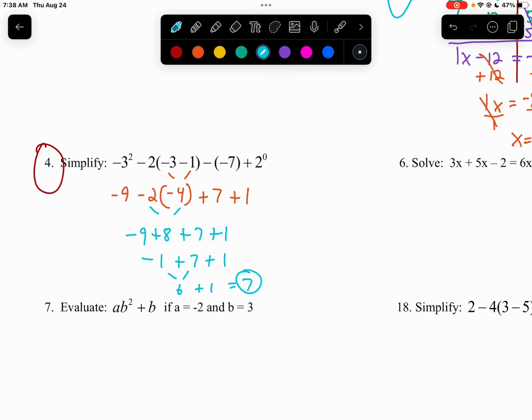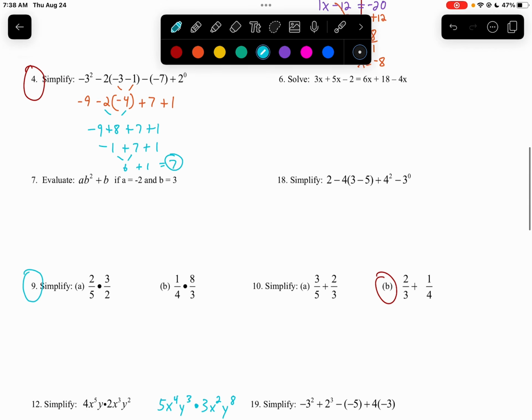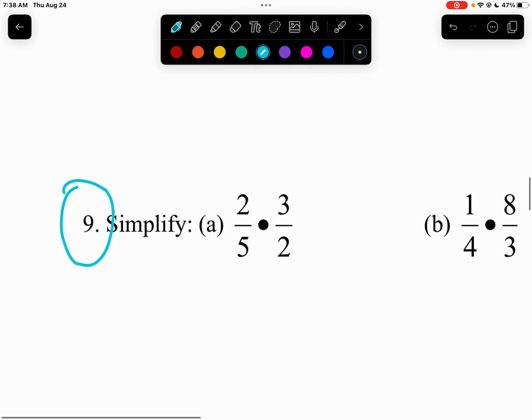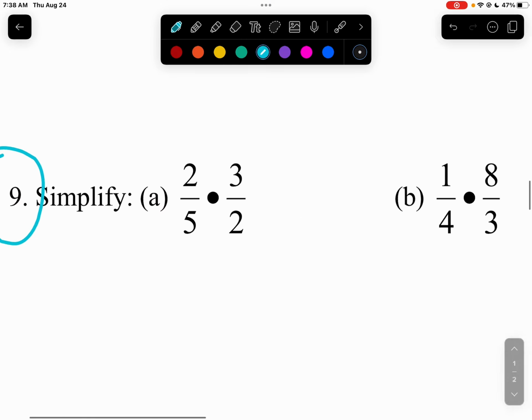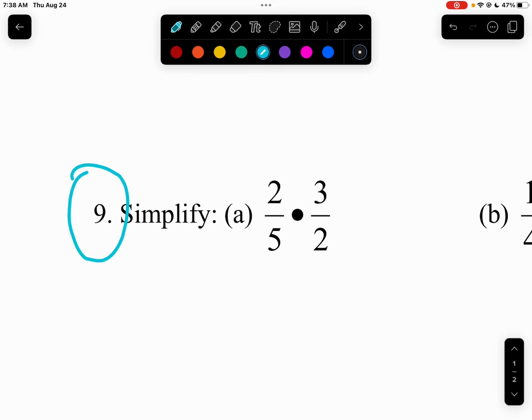So there's that. Remember, just follow PEMDAS. Let's go down to number 9. All right, then we got the fractions. When you multiply and divide a fraction, actually there's only multiplying on the test. So when you multiply fractions, you just multiply straight across. So 2 times 3 is 6. 5 times 2 is 10.